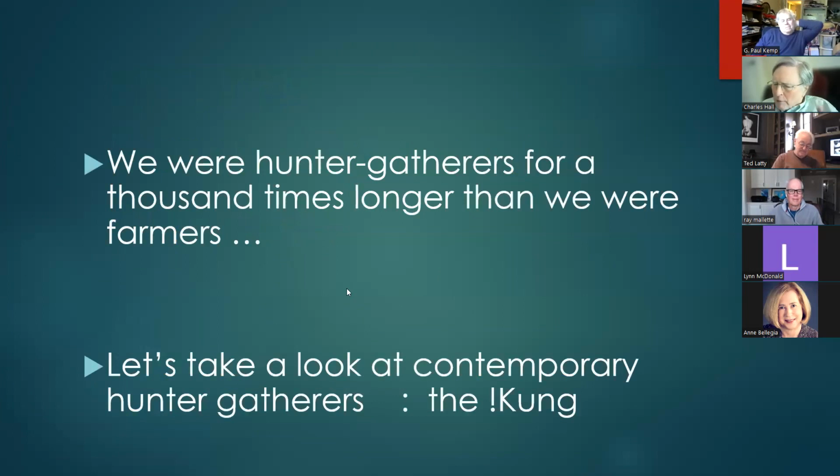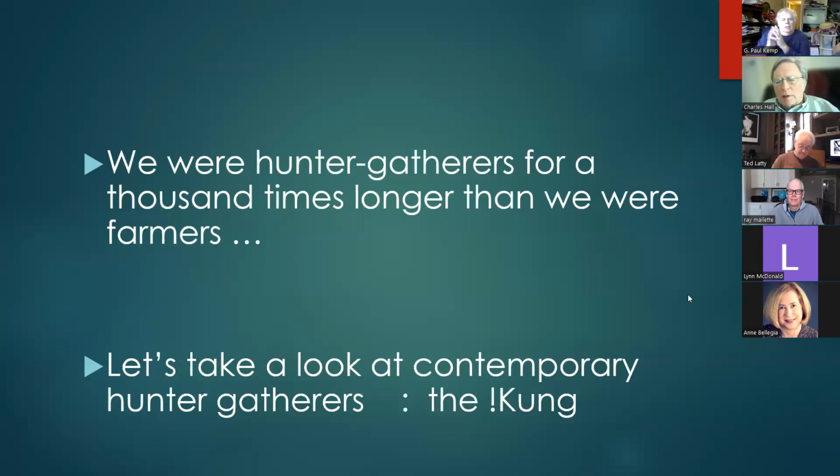Okay, so you can remember that we were hunter-gatherers for 1,000 times longer than we've been farmers. So whatever our genes are, they are much more a result of natural selection for being a hunter-gatherer, and whatever that took, than for being a farmer, which we are now until the last 50 years or so.